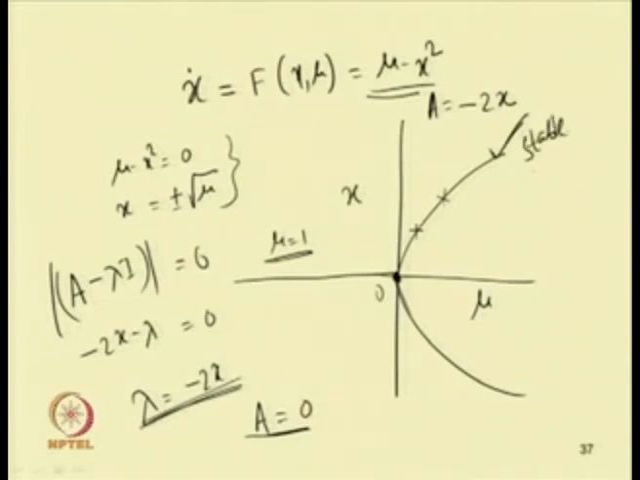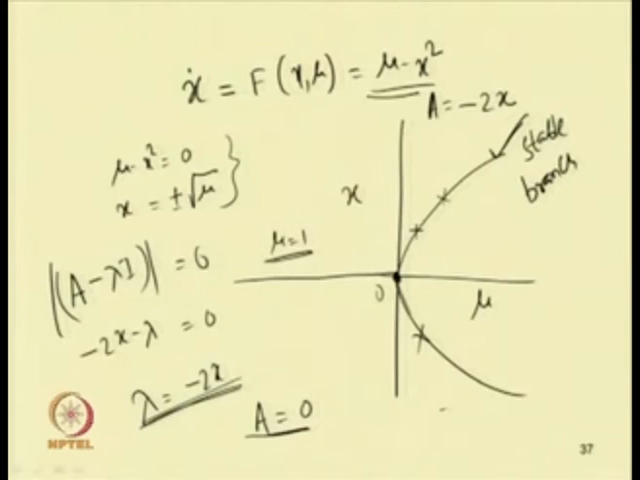So, this branch is a stable branch. For this branch, let us take a point here. Let this correspond to minus 1. So if mu equal to 1, but x equal to minus 1, then as x equal to minus 1, our lambda becomes minus minus plus 2.